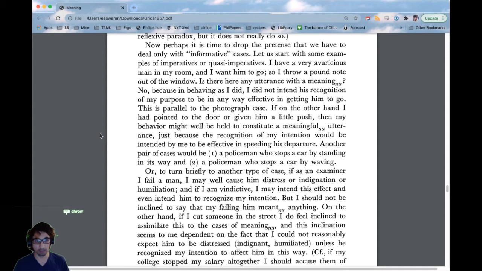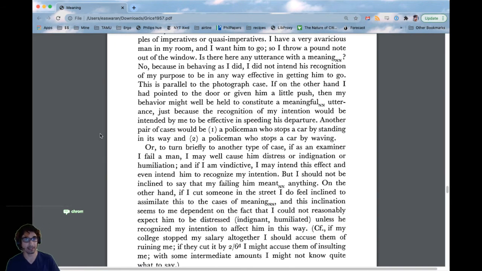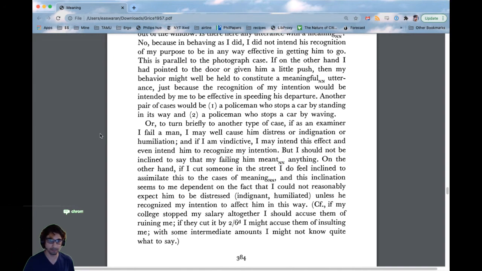Another pair of cases would be, one, a policeman who stops a car by standing in its way, and two, a policeman who stops a car by waving. So that is, when the policeman stands in the way of the car, the cop doesn't care whether the person recognizes he wants the car to stop. He's just caring that the person doesn't want to hit someone and will stop. Whereas if the cop waves at the car, that's not going to get the person to stop unless the person recognizes that the policeman wants them to stop.